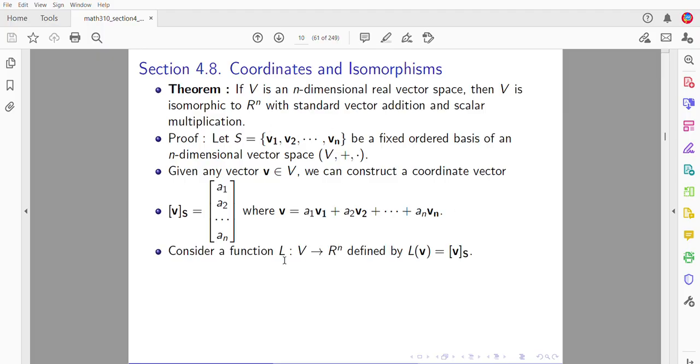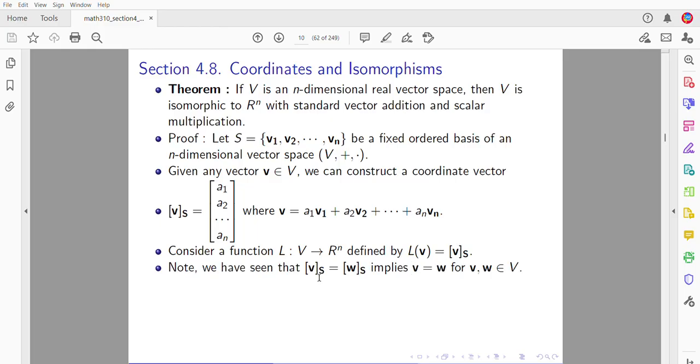Let L from V to R^n be defined by L(v) is the coordinate vector (a1 through an). So notice (a1 through an) is in R^n, whereas little v comes from V. V can be any vector space. So from little v you obtain a column, which is your function L.